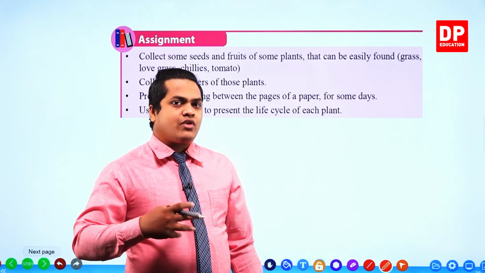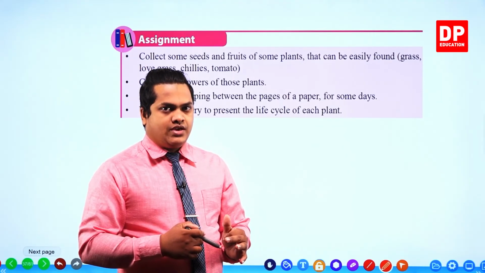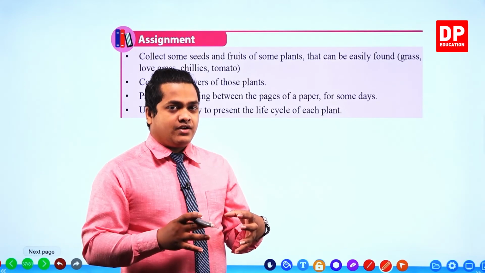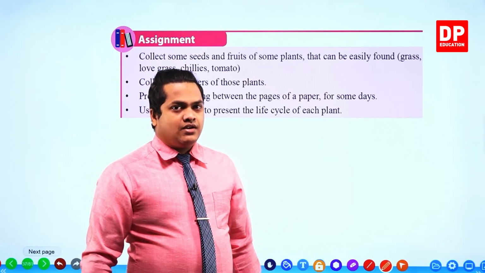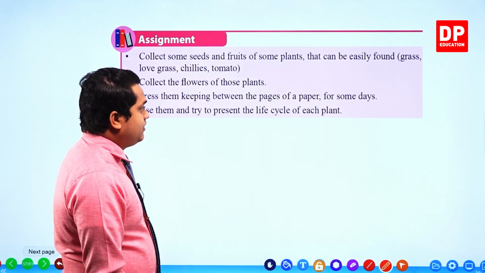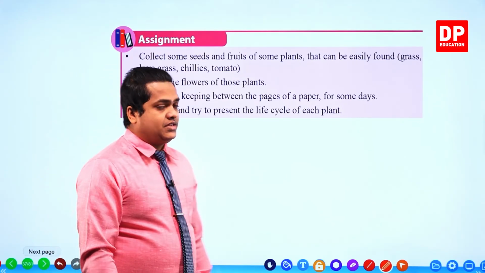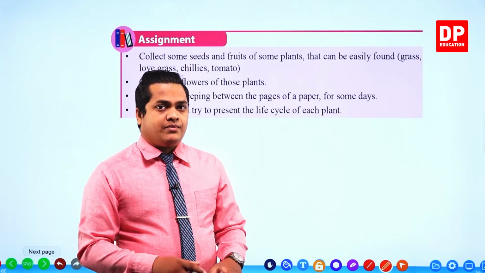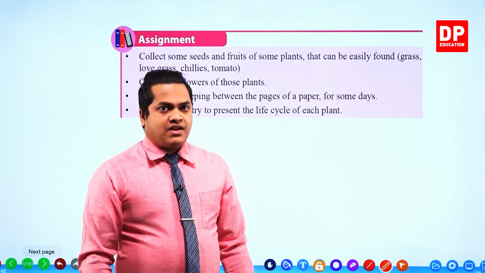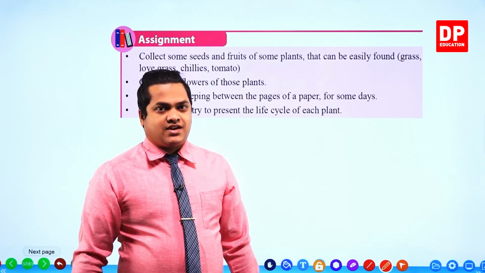However, you have to dry out these things, these specimens, flowers and plants, so that you can paste each stage very clearly. Then finally use them and try to present the life cycle of each plant. What do you have to do after pressing these things, after drying them out? You can represent the life cycle of these plants by using those dried out, figure-like structures.